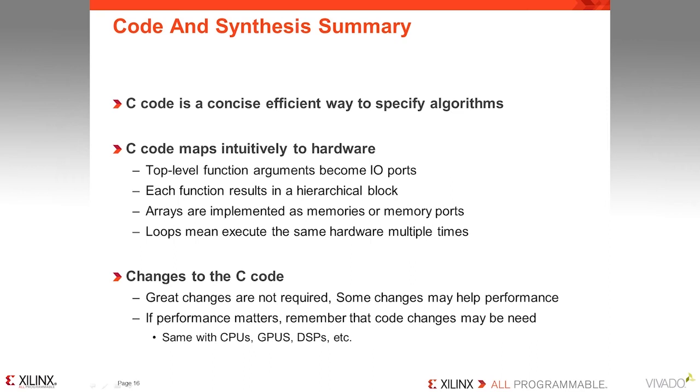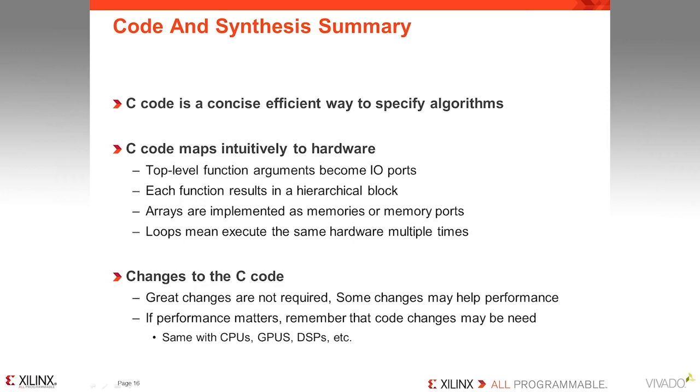Okay. In summary, C code is a concise way to efficiently specify algorithms. It executes incredibly quickly. C code maps intuitively to hardware. The top level function arguments become I/O ports. Each function becomes a block in the RTL. Arrays are implemented as memories, and if the arrays exist on the top level function, they become memory ports. And loops mean execute the same hardware multiple times, but we have directives where we could actually unroll those loops and make everything happen in parallel.